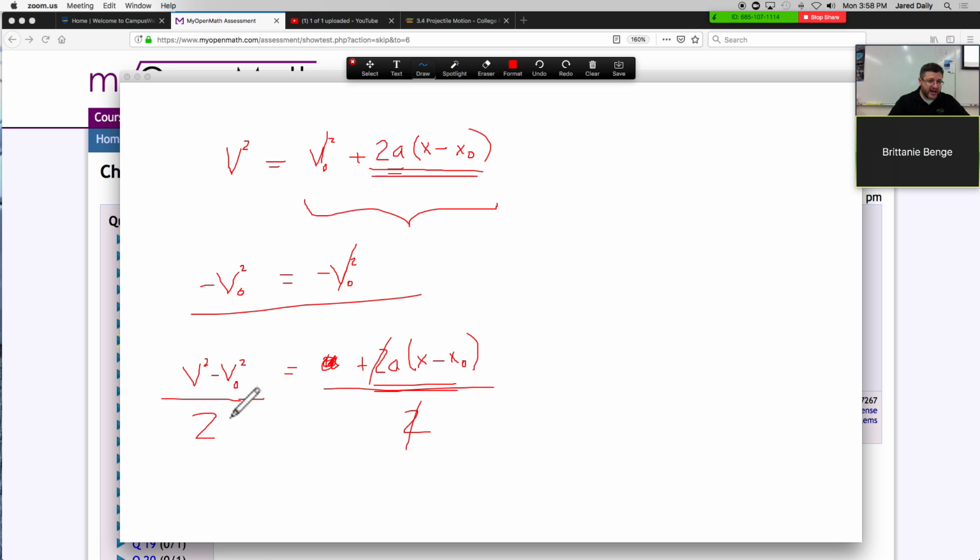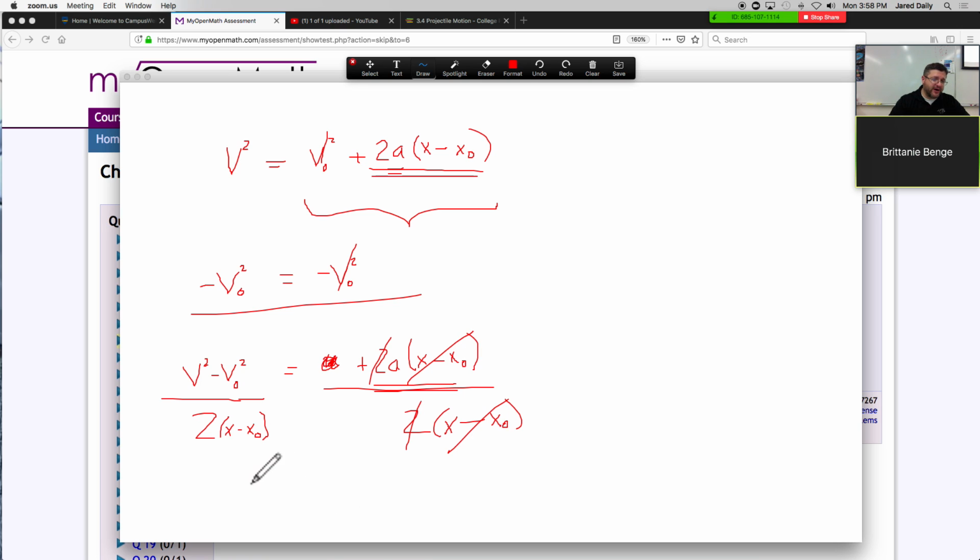We can divide by x minus x naught, right? Because it's all one thing, the thing under the parentheses. And divide by x minus x naught over here. And of course it cancels on this side, and we're left with just a over here now. Everything else is canceled out.